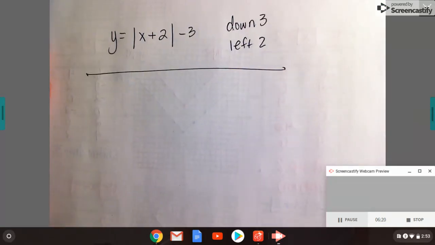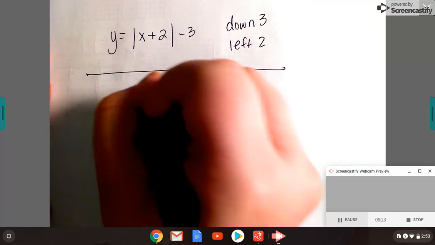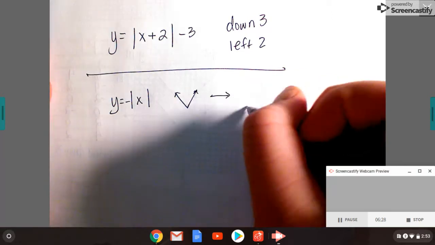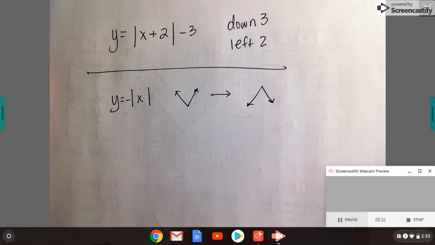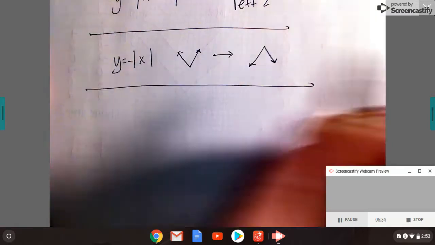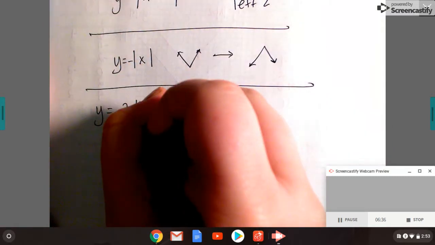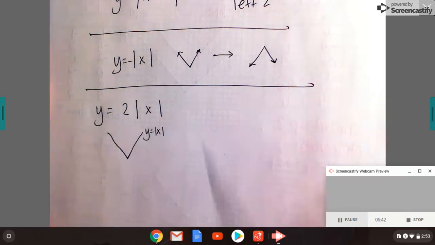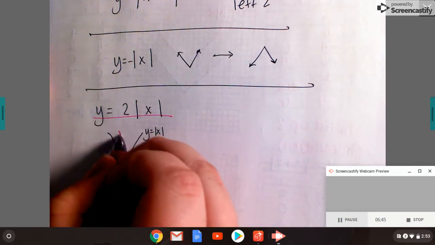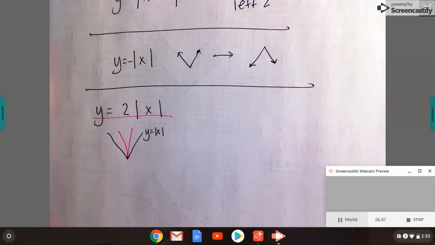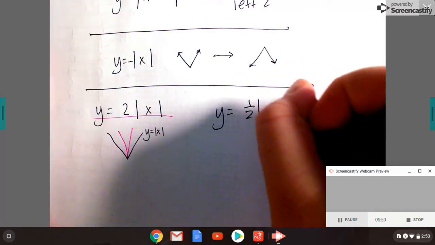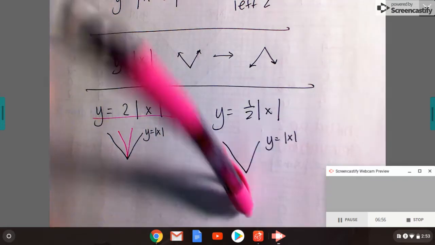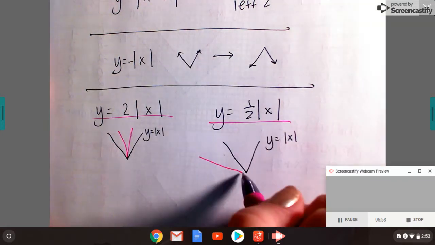We've also got the potential to reflect it. So if I had a negative on the out front, then instead of going like this, it'll change to go upside down. So it flips it. And then the last idea that I want to throw out there for you to think about is if I put a number out front, it makes it skinnier. So here's my parent function, y equals absolute value of x. This guy would be even skinnier. Similarly, if I put a fraction out front, compared to my parent function, this guy would be wider.